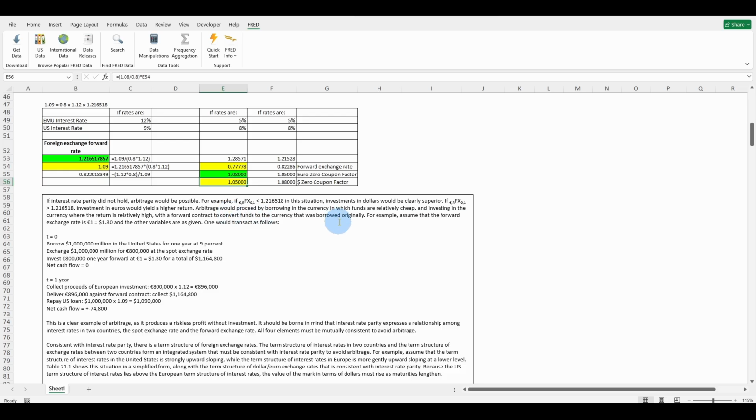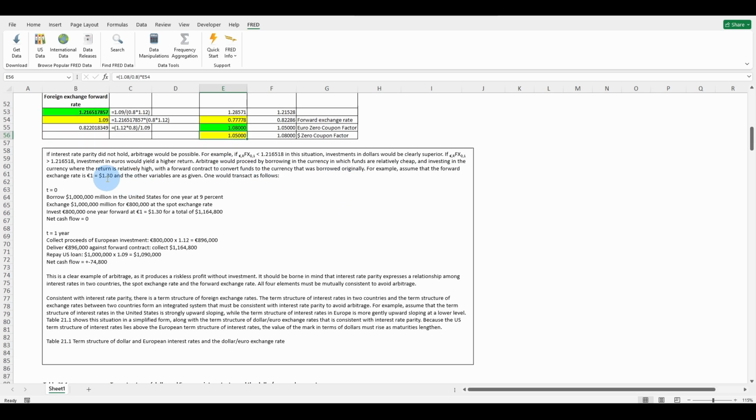For example, assume that the forward exchange rate is euro 1 to 130 US. The other variables are as given. One would transact as follows: borrow $1 million in the US for 1 year at 9%. Exchange $1 million for euro 800,000 at the spot exchange rate. Invest 800,000 1 year forward at €1 equals 130 for a total of 1.1648. Net cash flow equals 0.